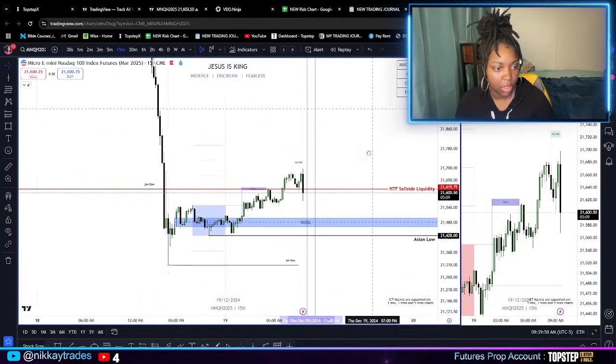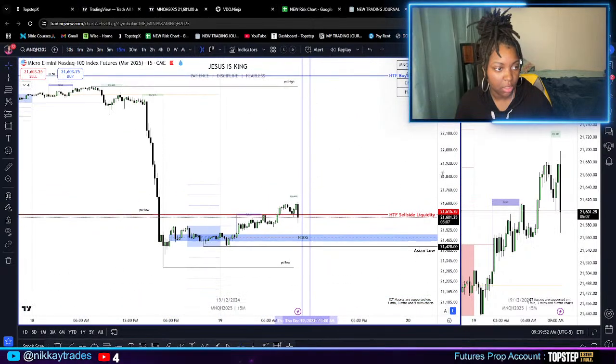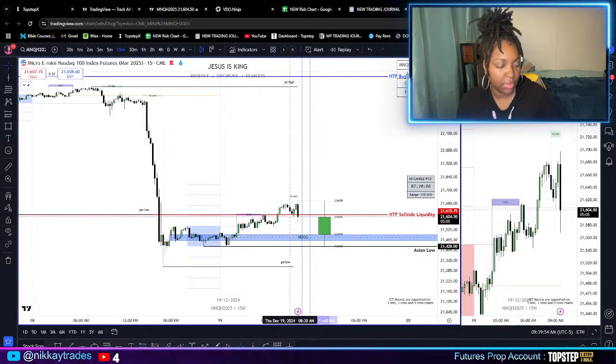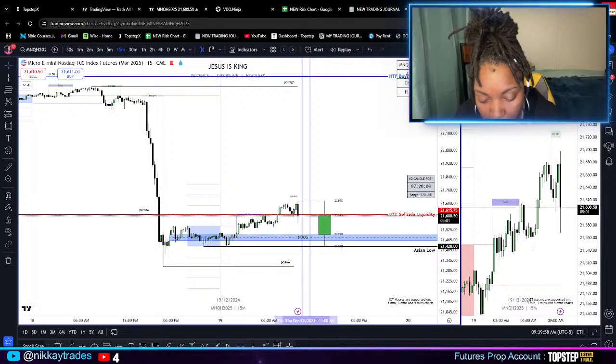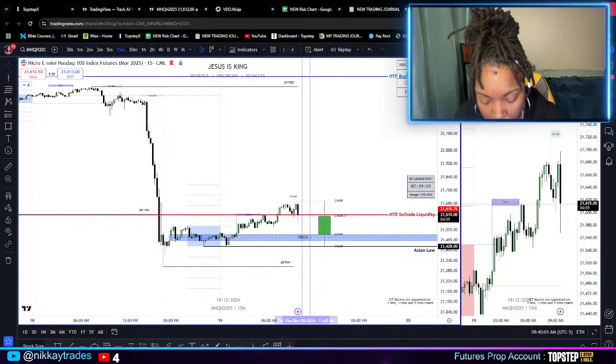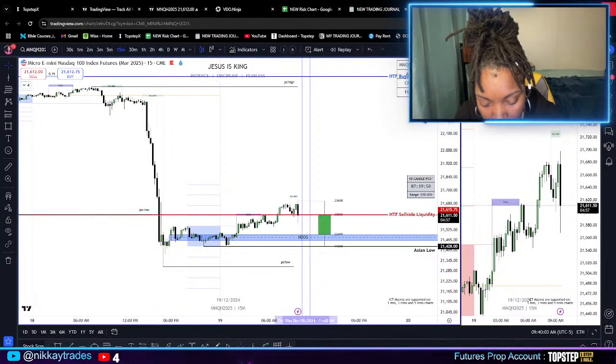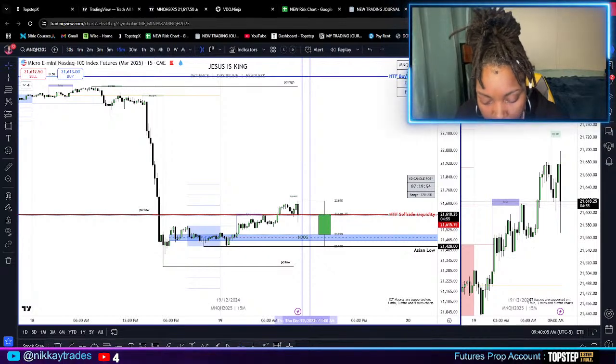Okay, let me see. Where is the buy side? Just have this previous daily high right here. Whew, that's a big old range right there. Let's see if we can catch something.